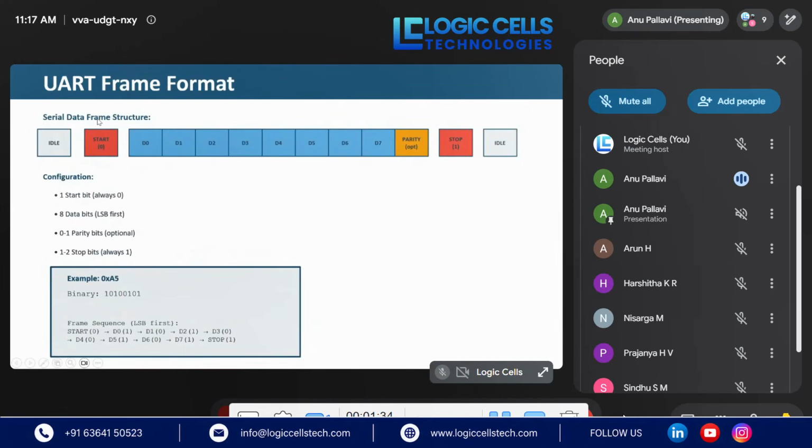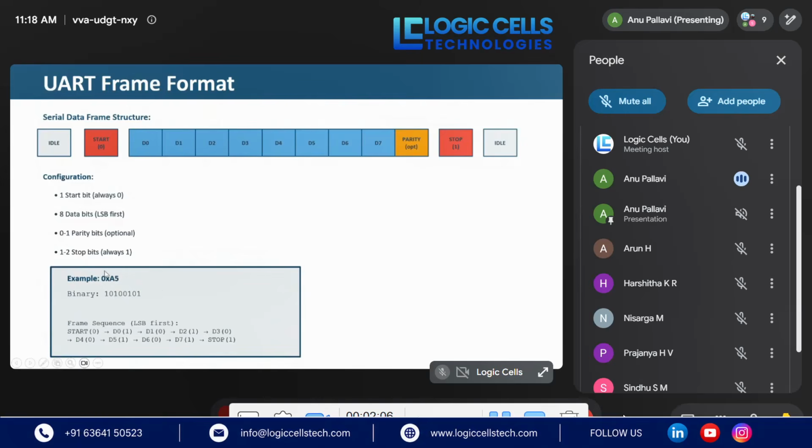UART frame format: UART transmits data in the form of a frame. When there is no transmission, the idle state remains zero. Then the frame starts with the start bit, which is always zero. Then the data bits are transmitted one by one, starting from the LSB, and the optional parity bit is transmitted for error checking. Finally, one stop bit or two stop bits are transmitted, and the stop bits are always one.